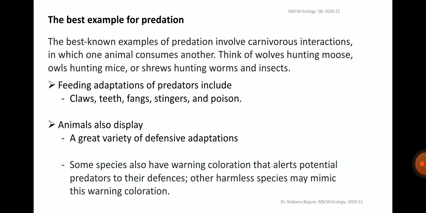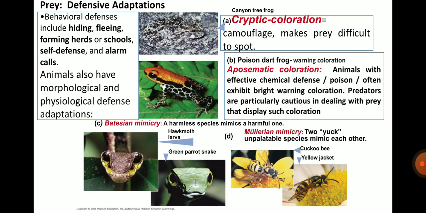Animals also display a great variety of defensive adaptations. Some species have warning coloration that alerts potential predators to their defenses. Other harmless species may mimic this warning coloration. Mimicry is a defensive mechanism seen in many insects and higher forms like amphibians and reptiles. These forms have an ability to blend with the surroundings due to their protective coloration.